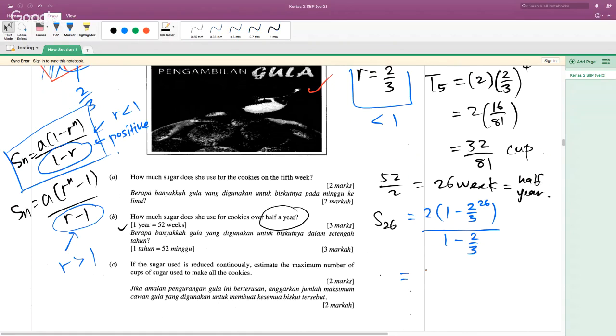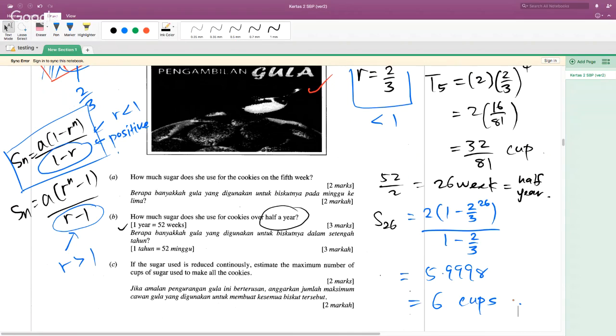And then you just use the calculator to get this 3 marks. 1 minus 2/3 power of 26. And then I multiply 2 divided by 1/3. The bottom is just 1/3, all right? Divided by 1/3, you will get 5.9998. So I will say it's 6 cups. All right, it's very obvious.